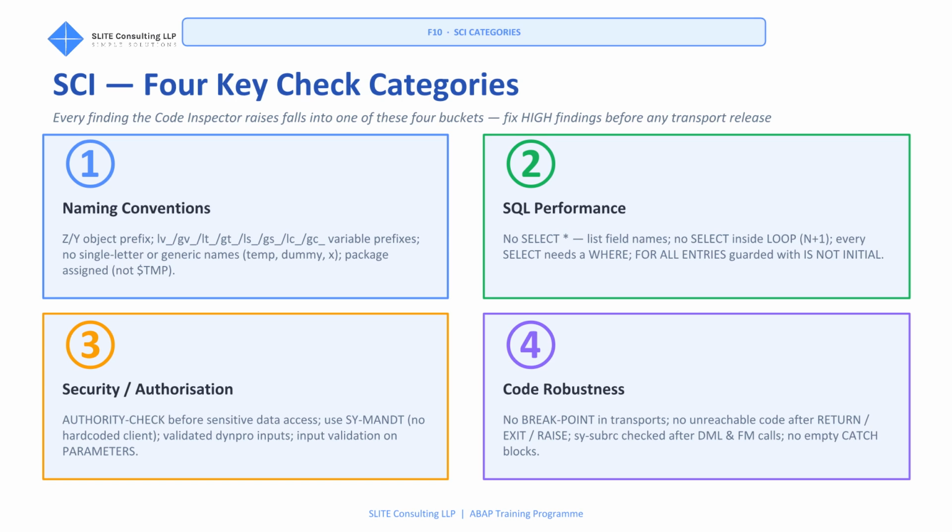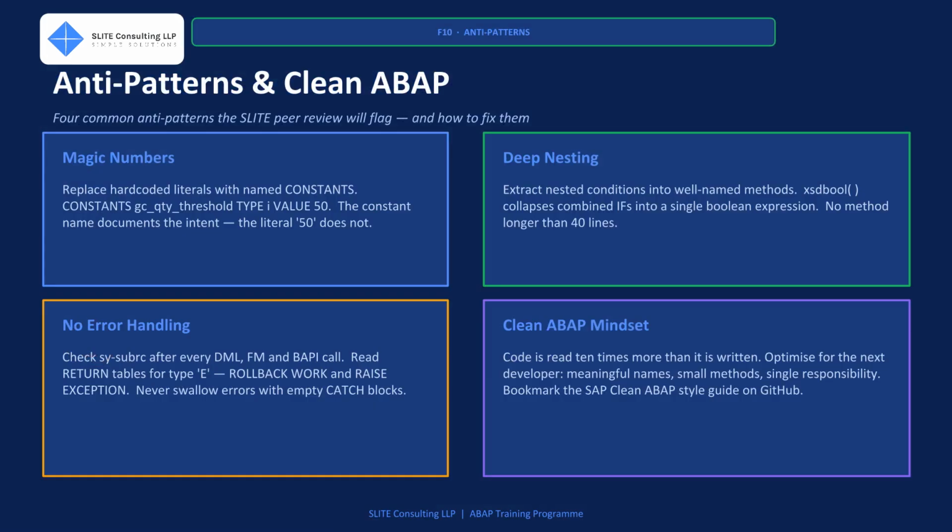3 anti-patterns to eliminate from your code permanently, plus the mindset that prevents them coming back. Magic numbers. A literal value like 50 or 0.10 buried inside an if or formula tells the reader nothing. Replace every magic number with a named constant. Constants threshold type I value 50. Now the code reads if ls_line-menge greater than threshold. A human can understand that without knowing what 50 means.